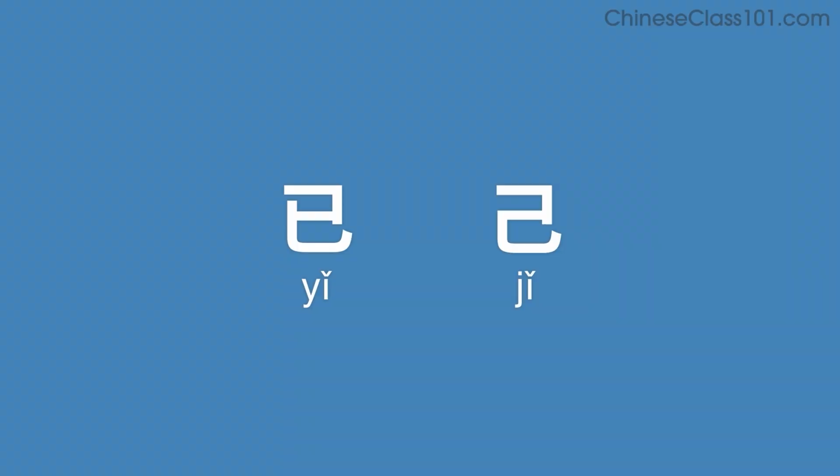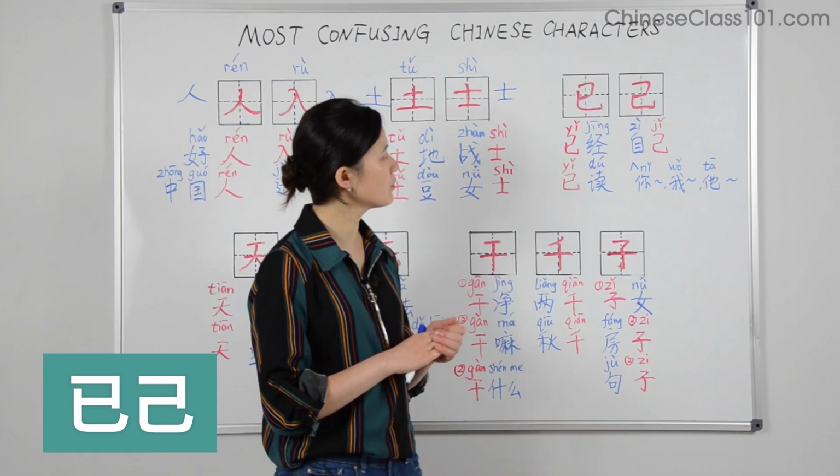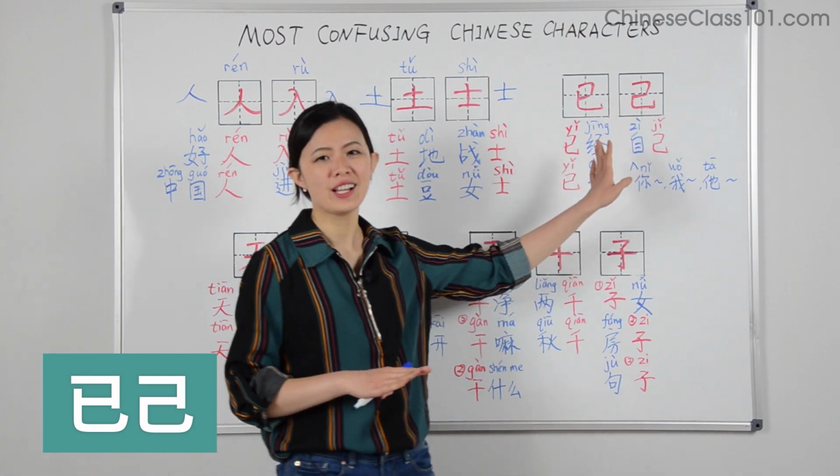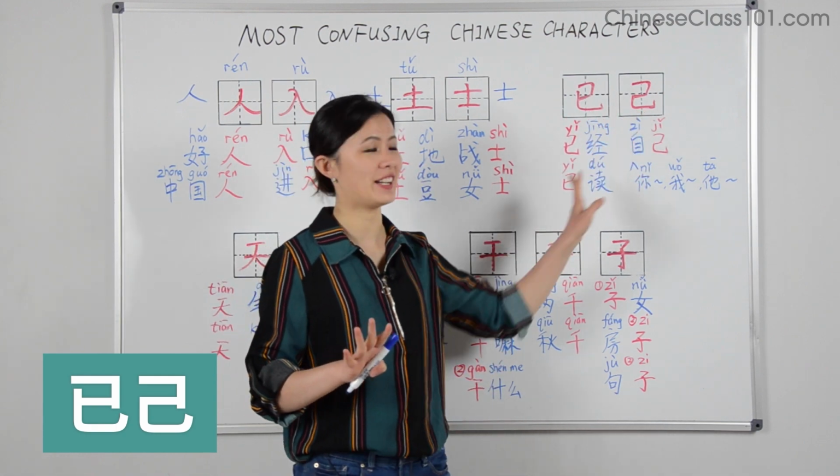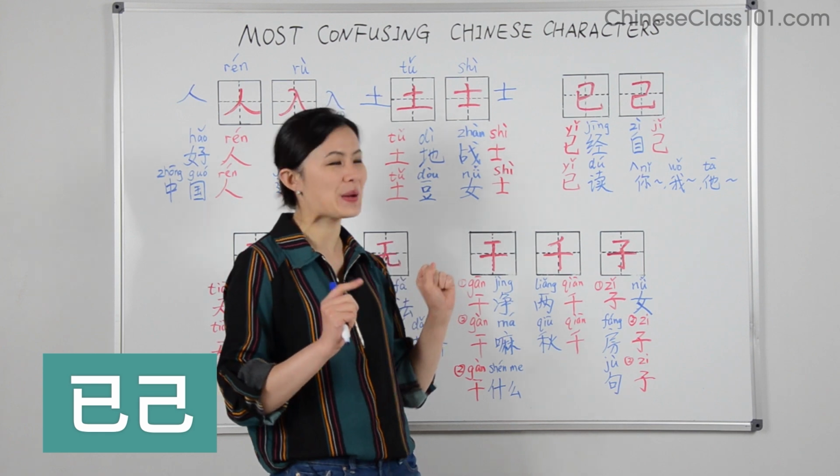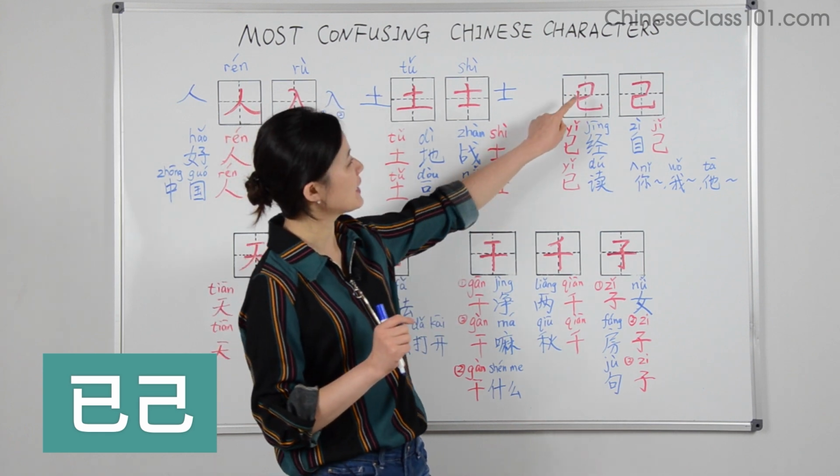Now moving on to the third pair. To see the difference of the third pair of Hanzi, you might need a magnifying glass. But I'm telling you here, the difference lies in here.